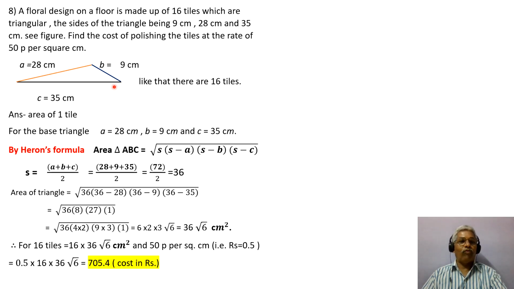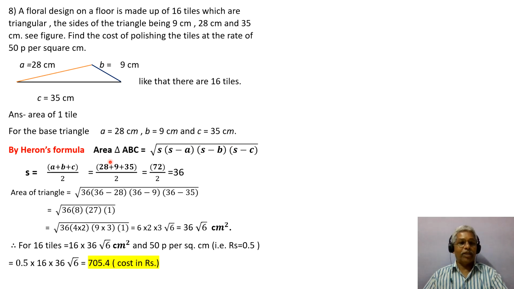So we need to find the area of one tile, then multiply by 16 to get the total area, and then by 50 paise per square centimeter. Okay, so first, the area of one tile. For this tile, the sides are A equal to 28 centimeters, B is equal to 9 centimeters, and C is equal to 35 centimeters.